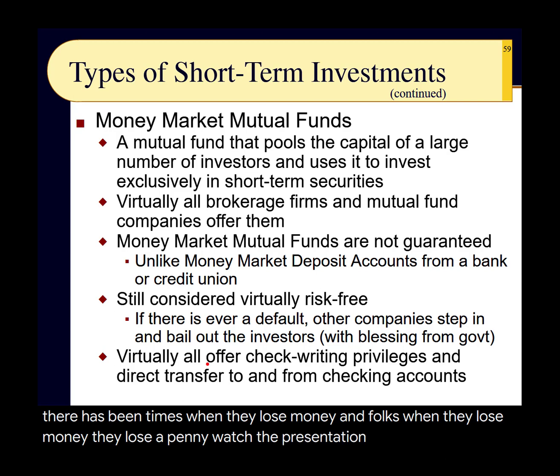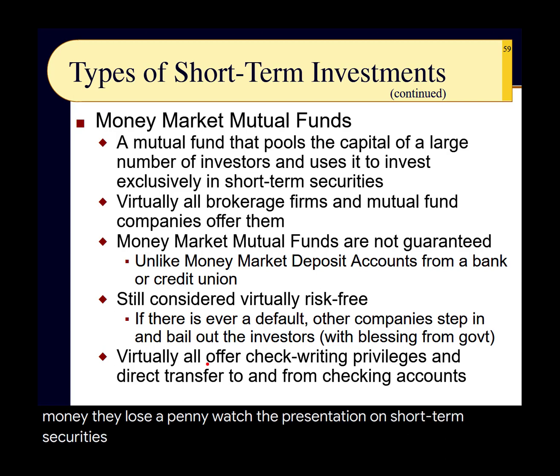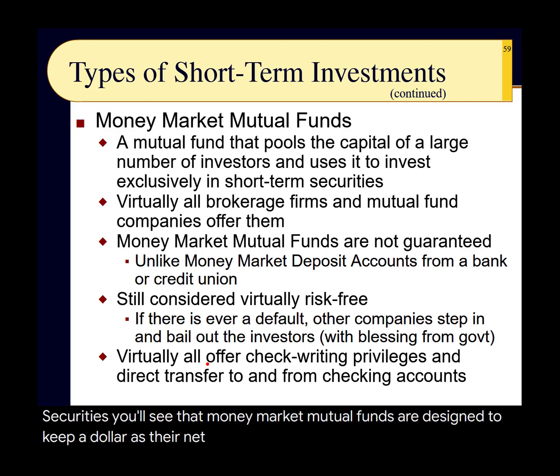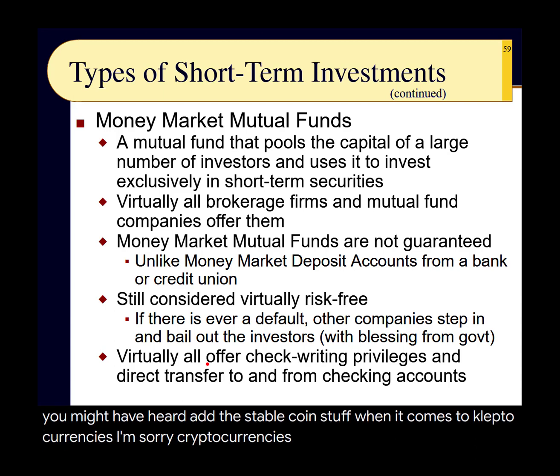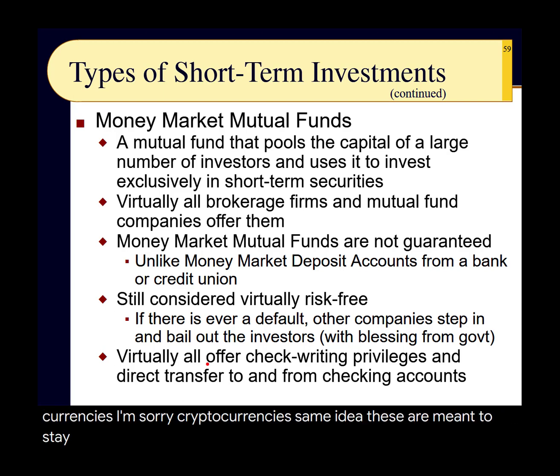Watch the presentation on short-term securities. You'll see that money market mutual funds are designed to keep $1 as their net asset value. In other words, they're meant to, you might have heard this stablecoin stuff when it comes to cryptocurrencies. Same idea. These are meant to stay at $1.